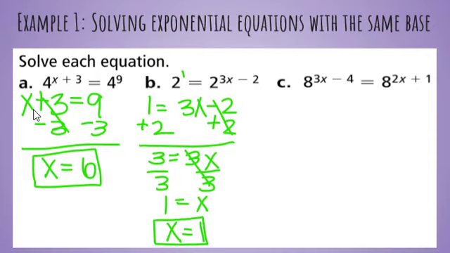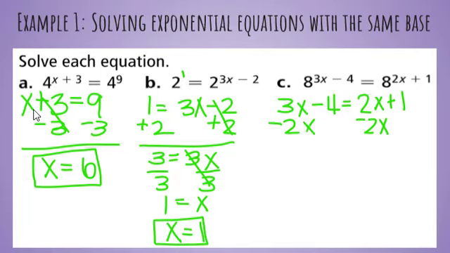And then our last one, we have 8 to the 3x minus 4 power is equal to 8 to the 2x plus 1 power. Again, we're going to set the exponents equal. So I have 3x minus 4 is equal to 2x plus 1. I'm going to start by subtracting the 2x from both sides. Remember, I like to get the x's all together on the left side first.